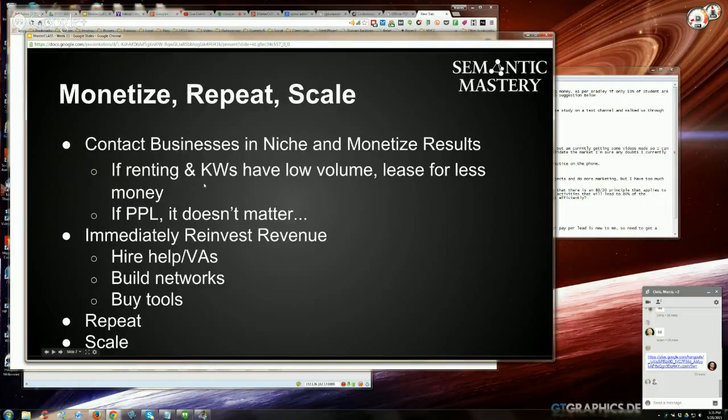If the keywords have low volume, lease for less money. Guys, who says you got to get $200 a month per video? Yeah, that's great. If you can do it, by all means do it, okay? But my point is if you've been trying for months to rank a video and sell it to a client for $200 and you haven't sold it, what good is 0% of $200? Like, what good is it if you can't sell it? You're not making any money.